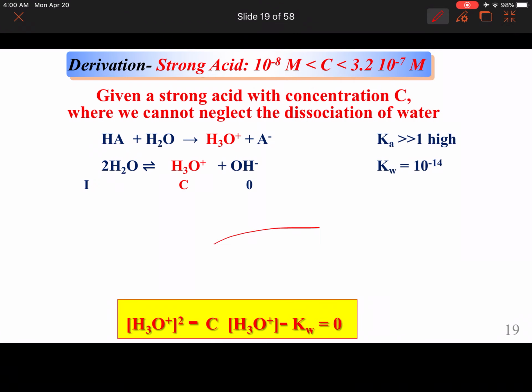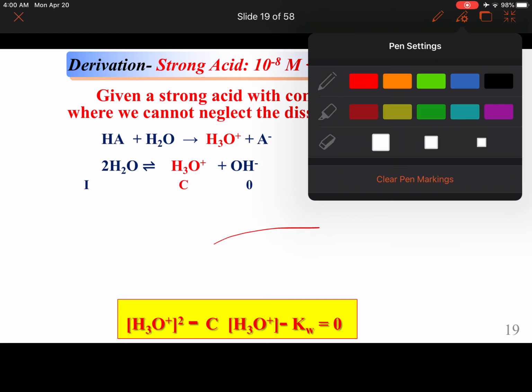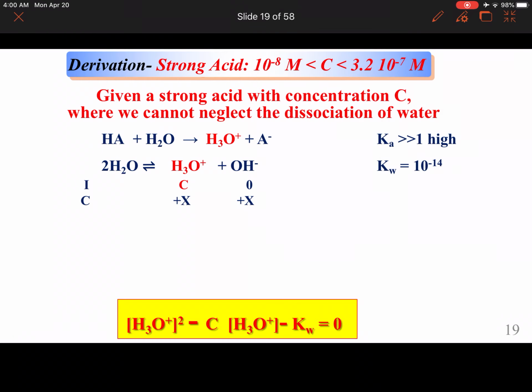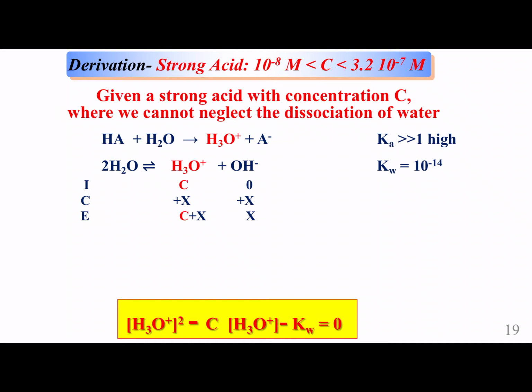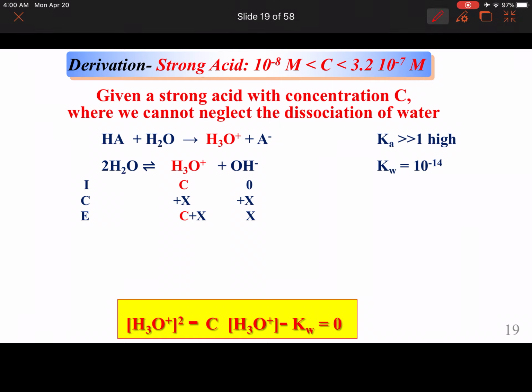And then water starts to dissociate, okay? And now when water dissociates, we have a change of plus x due to the dissociation of water. And at equilibrium, we will say that the H3O plus concentration will be the concentration of the original acid plus the x, which is the amount attributed from the water, and the concentration of OH minus is simply the x. So it's as simple as that.